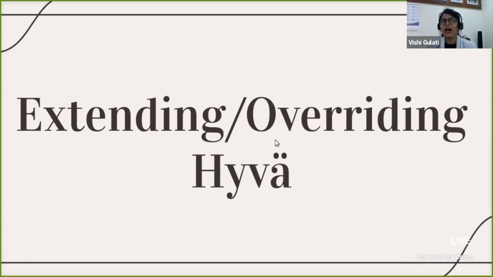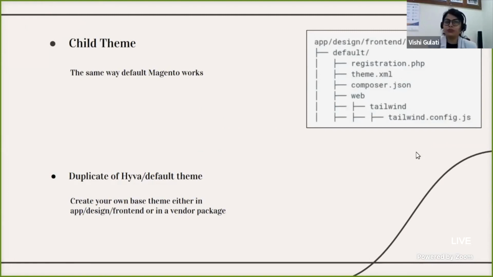And here we see how we'll override Hyvä. There are two options available. First, you go for a child theme. Second, you can create a duplicate of Hyvä default. This option totally depends on the requirement. Suppose you have a little bit of requirement, you want to change a little bit of things, then it's easy to go for the child theme. And if you have to change a lot of things, like many colors, or you want to introduce many classes, then go for the duplicate.